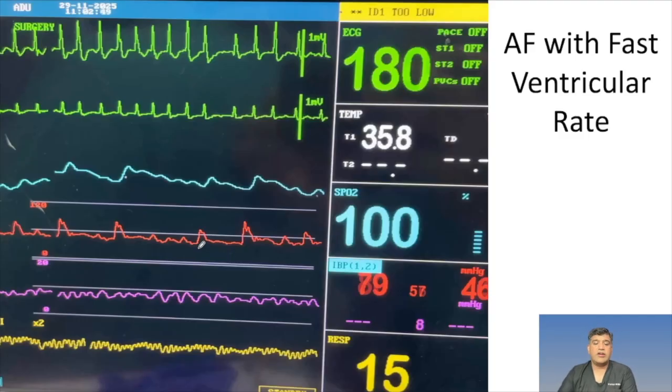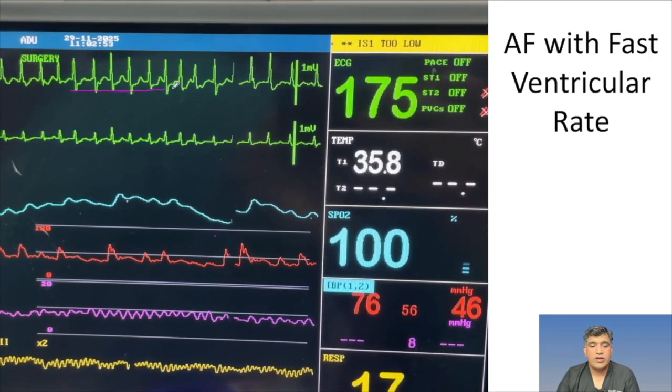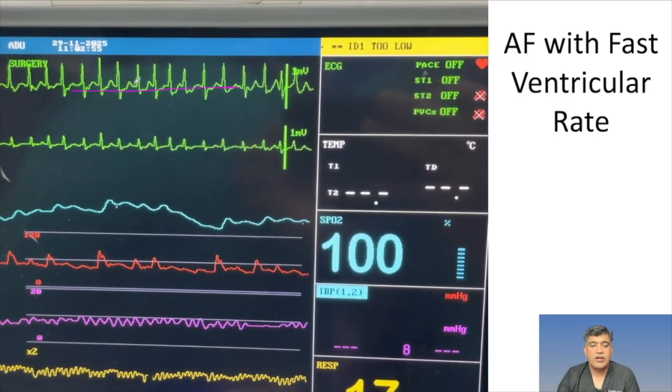So this is a real-time video. This is a video of one of my patients who underwent a mitral valve replacement. This video shows a monitor of atrial fibrillation with fast ventricular rate. We usually call it AF with FVR. See, you can see an irregular rate, the RR intervals are different.